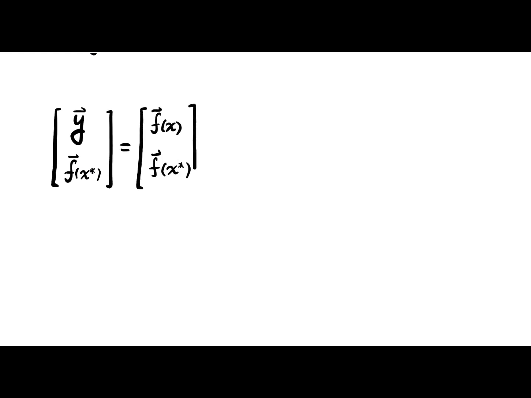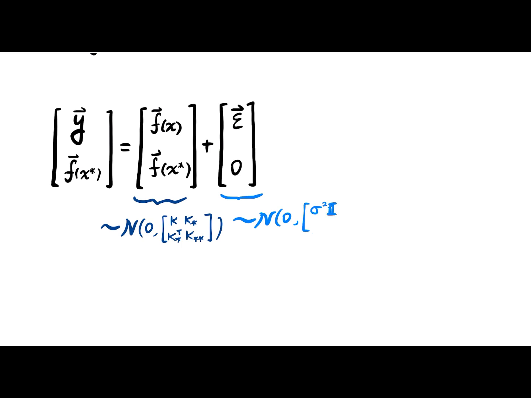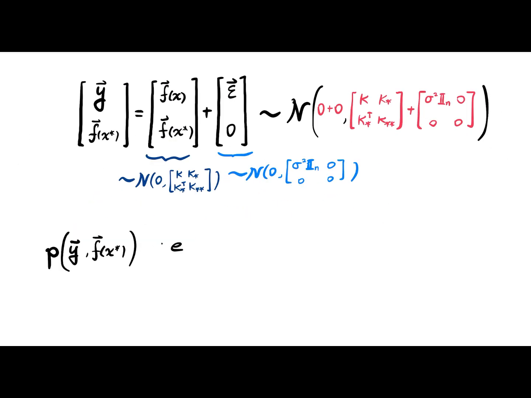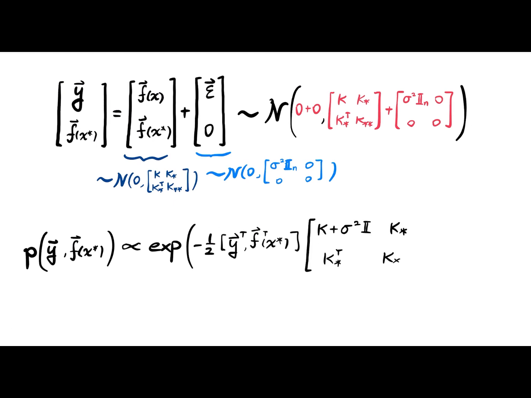The prior distribution of the vector y1 to yn and f of x star 1 to f of x star m will then be the sum of the noiseless random variable and the zero mean noise. From the additivity of Gaussian random variables, we thus have the prior distribution as written here.